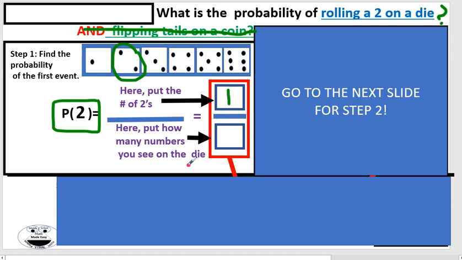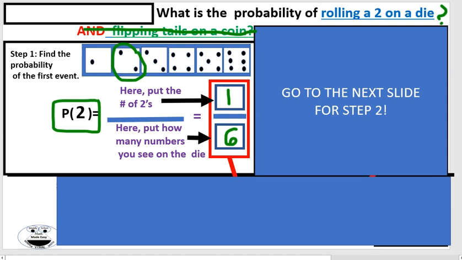How many numbers do you see on the die altogether? 1, 2, 3, 4, 5, 6. So there are 6 possible numbers, or outcomes, that we can get when we roll a die, and therefore we put that on the bottom. So the probability of the first event, rolling a 2 on the die, is 1 out of 6, or 1 to 6.